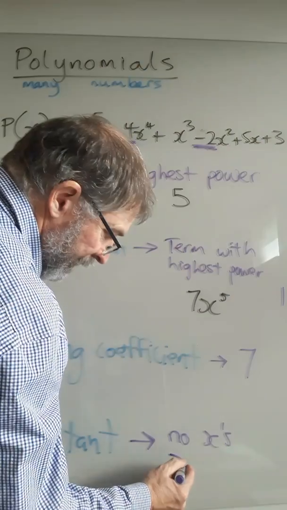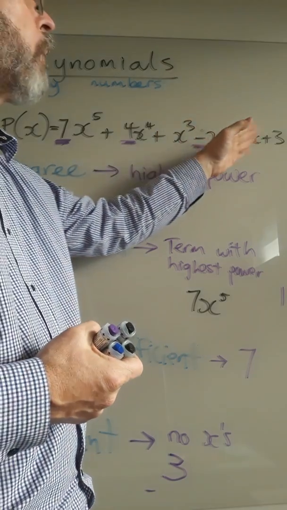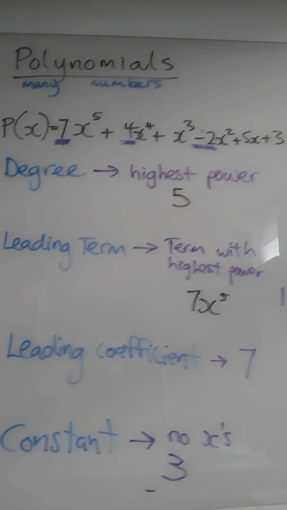So in this case, it's a 3. We often find the constant term by putting x equal to 0 and that'll reveal what the constant term is. But there may not be one, in which case the constant term would be 0.